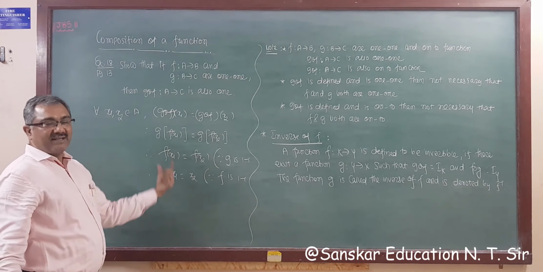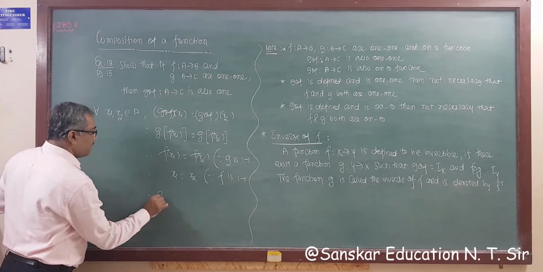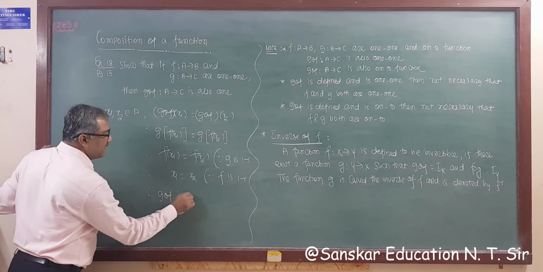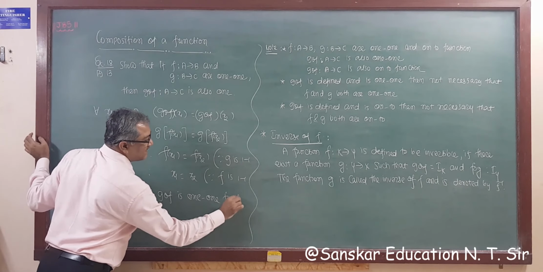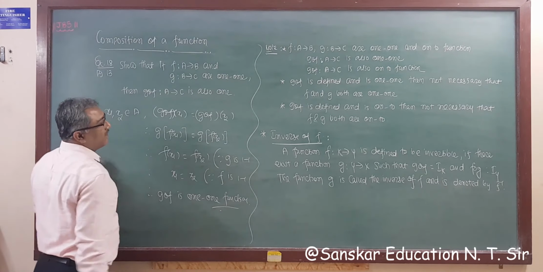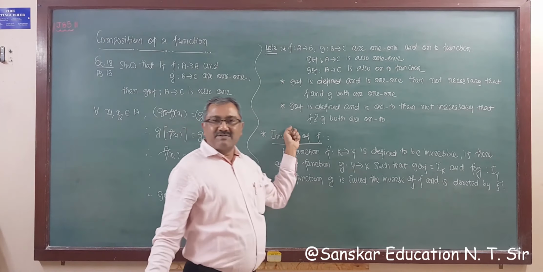Starting from this, we get this. Therefore, g over f is a one-one function, and the remaining is this, as we discussed, right? If the functions are one-one and onto, then the composition is one-one and onto. But if the composition is one-one, then it is not necessary that both functions are one-one. If the composition is onto, then it is not necessary that both functions are onto, right?